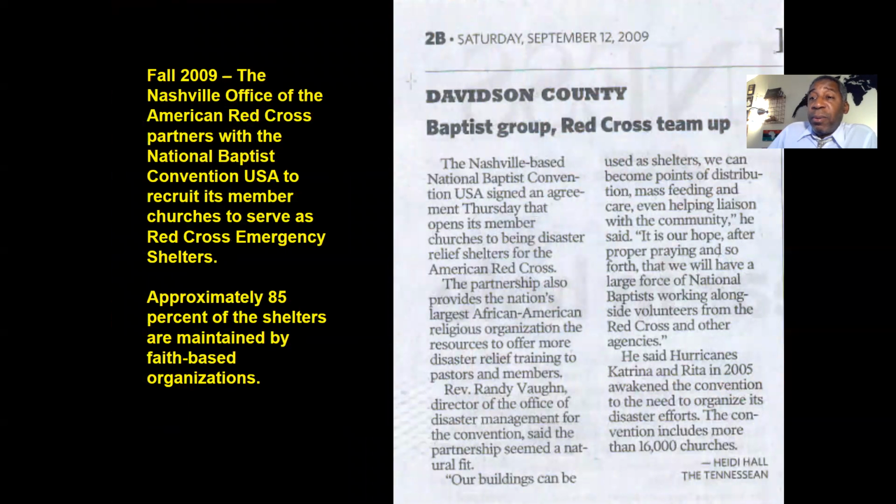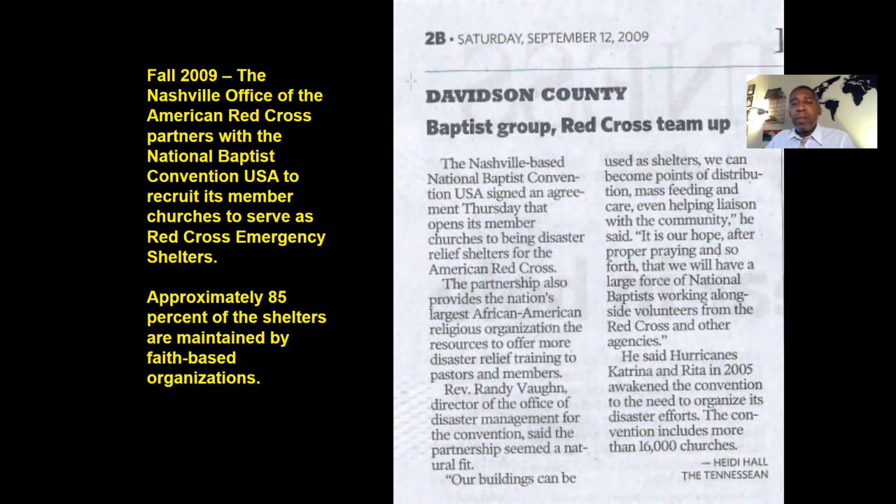The Red Cross, in part in response to what these young people did, immediately connected or partnered with the National Baptist Convention, which is probably the largest African American religious organization in the U.S., with at least 10 million members and 16,000 churches, to begin to establish Red Cross shelters in partnership with these churches. As you can see, 85% of Red Cross shelters are maintained by faith-based organizations. So it was a perfect partnership.